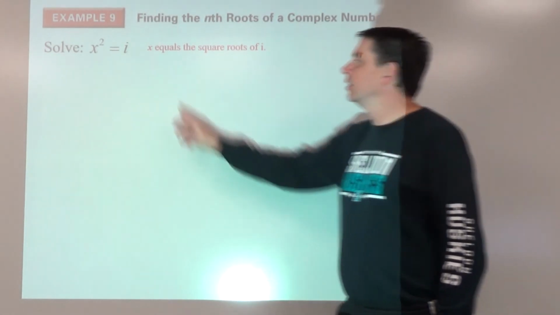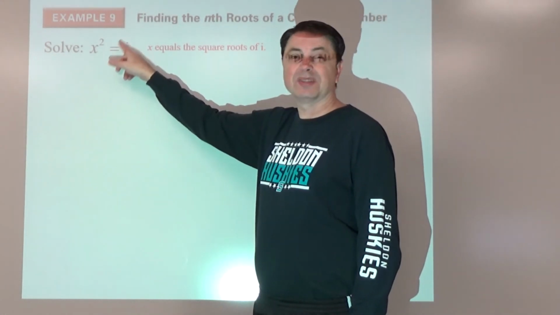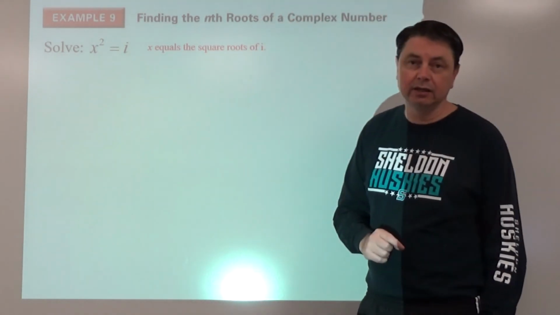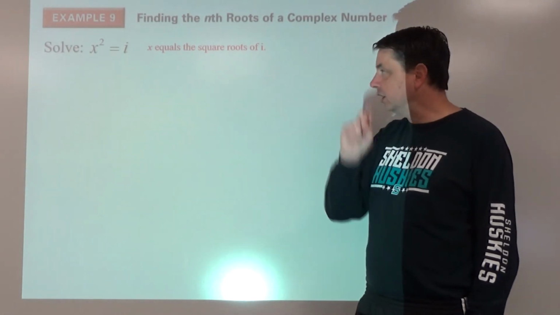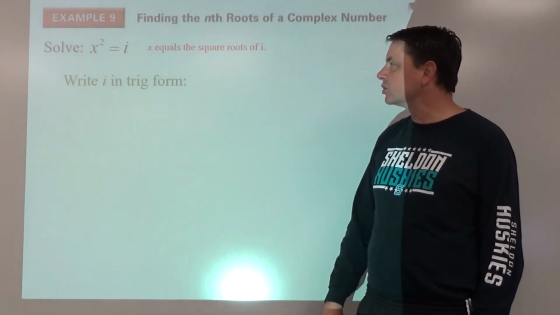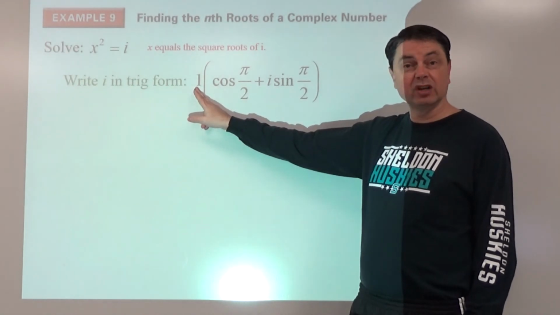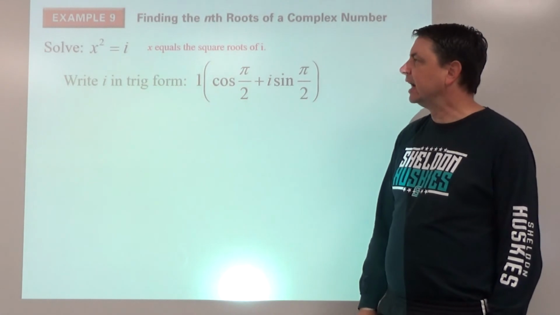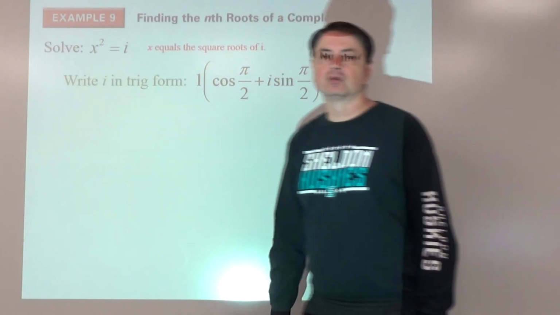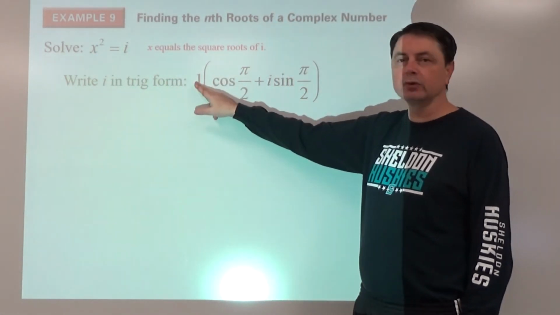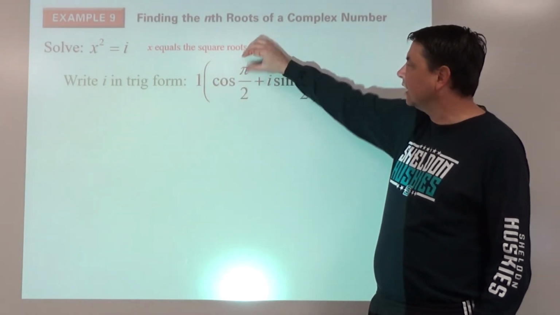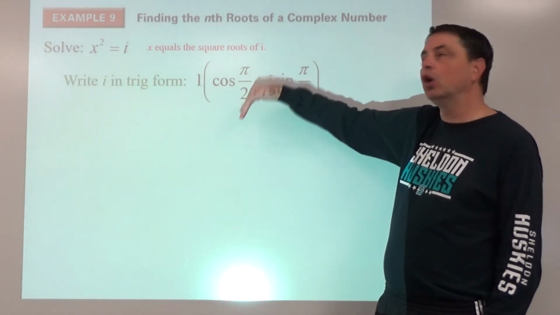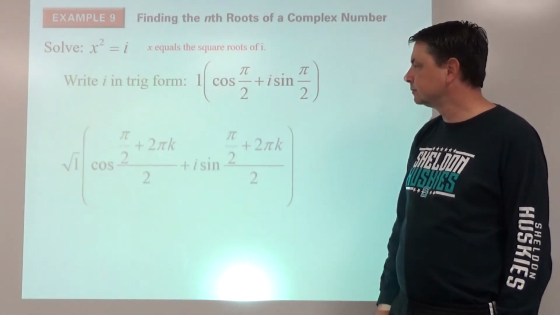So again, this is what we're taking the root of. That's our z. So think about, where is i in the complex plane? Straight up 1 unit. So write i in trig form, 1 unit up. So there's our r. And we're going up, so it's pi over 2. Now we're going to take the second roots of that. So we're going to take the square root here. We're going to do cosine of pi over 2 is our angle, so pi over 2 plus 2 pi k over 2, taking second roots.